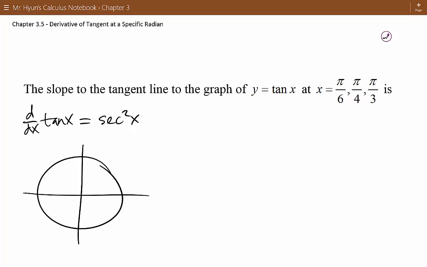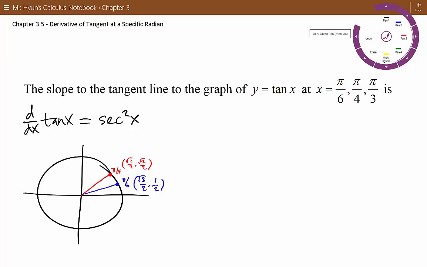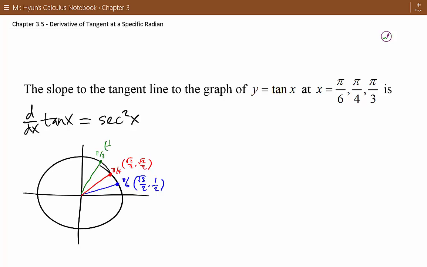values. So the radian value of pi over 6 is here. This is pi over 6, and the coordinate for that point is root 3 over 2 comma 1/2. In addition, the radian value of pi over 4 is right there, and the coordinates of that point are root 2 over 2 comma root 2 over 2. And finally, the radian value of pi over 3 is this one here, and that would give us, at pi over 3, the coordinate of 1/2 comma root 3 over 2.